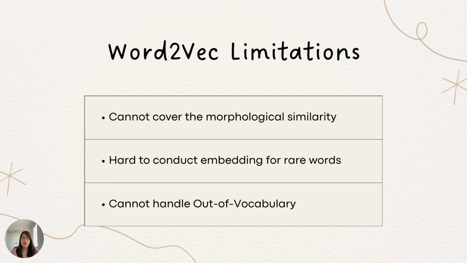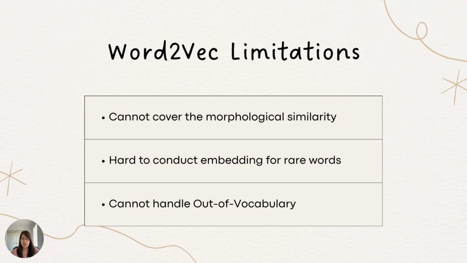However, word-to-vec does have its own limitations. Now, word-to-vec cannot cover the morphological similarity. It represents every word as an independent vector, even though many words are morphologically similar, like teach, teacher, and teaching. It can't differentiate them. It acts as an independent vector.